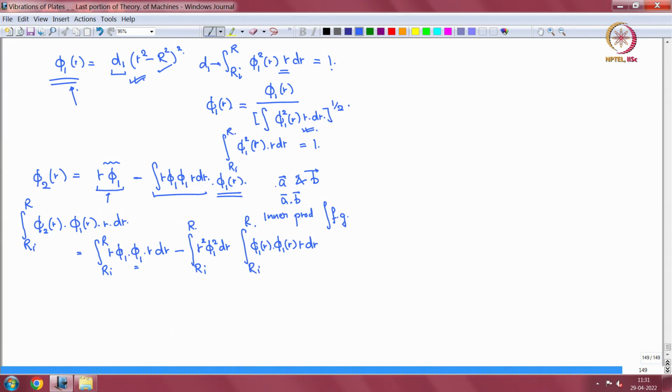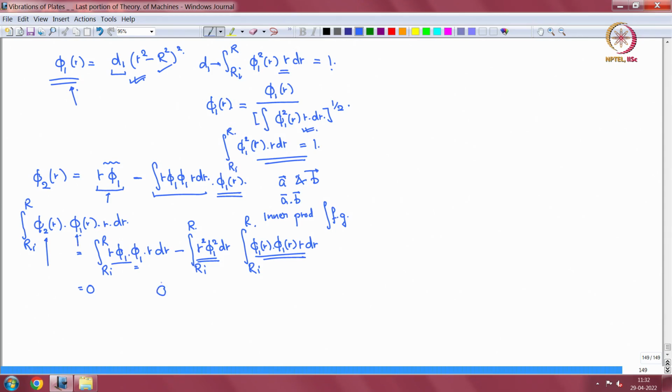Okay, but this is integral of phi 1 square r dr, which is 1. So this is 1, and this is r square phi 1 square subtracted, so this is 0, which means phi 2 and phi 1 are orthogonal to each other. Then what do you do?